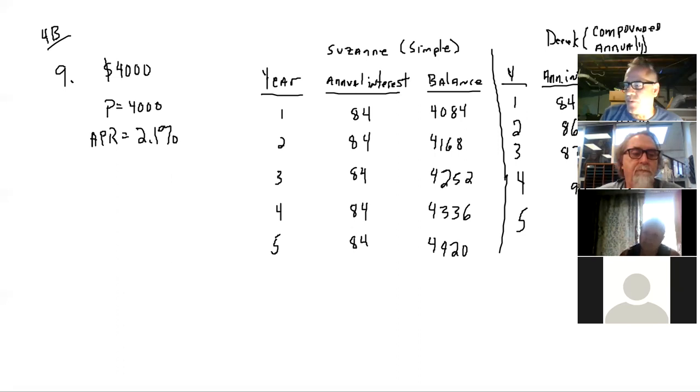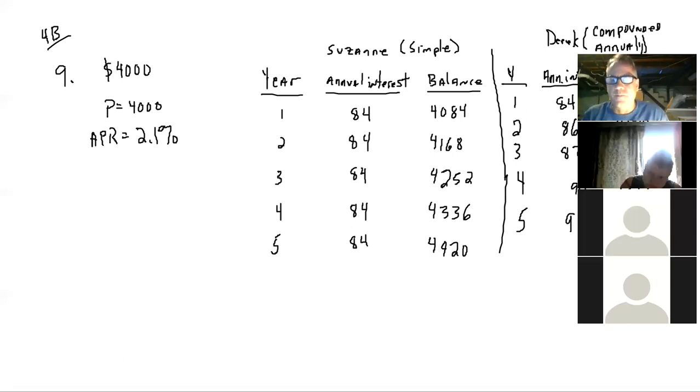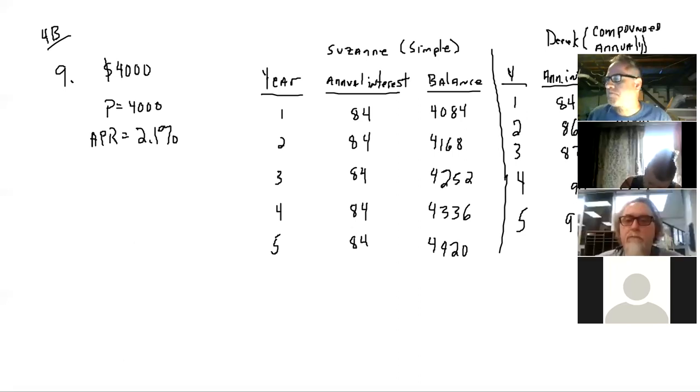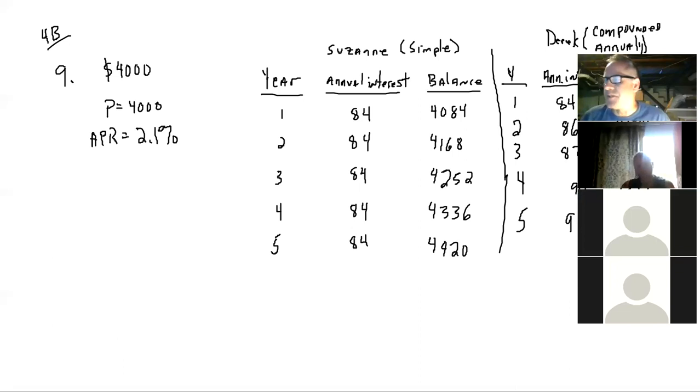And now you've got 4,438. And so the problem is really just so you can see the difference between simple and compounded, at least compounded annually. Okay. All right, so that's number 9.